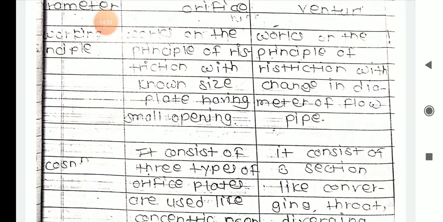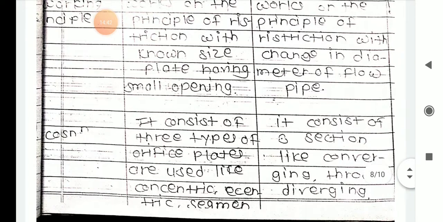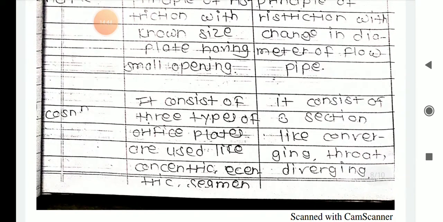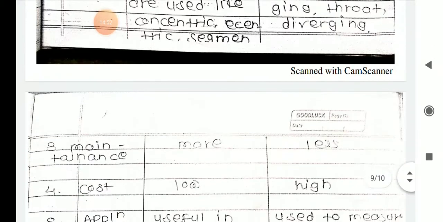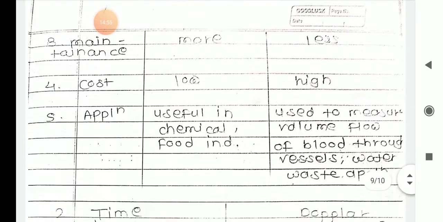So first parameter, working principle. You know the working principle of the orifice meter and venturi meter. Construction: the orifice meter uses three types of orifice plates, concentric, eccentric and segmental. The venturi meter consists of three sections: converging, throat and diverging. Next, maintenance: more and less. Cost: low and high. Application: useful in chemical, food and other industries; used to measure the volume flow of blood through vessels, water and waste applications.